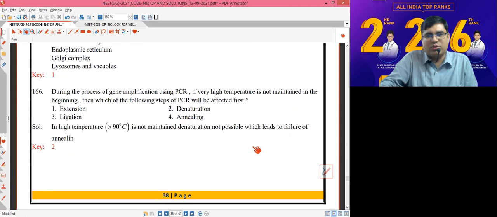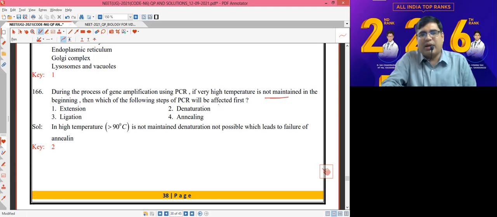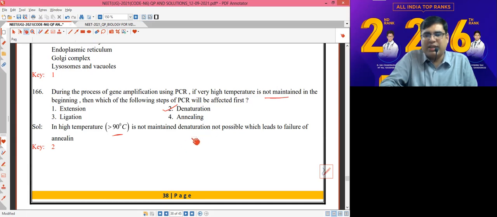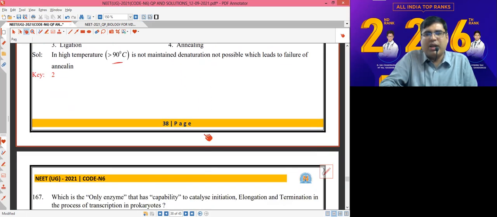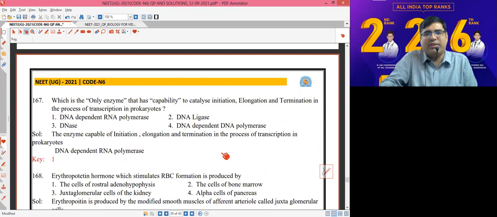Here, let's go to the next question. During the process of gene amplification using PCR, if very high temperature is not maintained in the beginning, then which of the following steps of PCR will be affected first? So usually the denaturation step, because that requires high temperature, more than 90 degrees centigrade. If it is not maintained, denaturation is not possible. And the usual temperature required is between 60 to 70 degrees centigrade, and the optimum is considered to be 72 degrees centigrade.